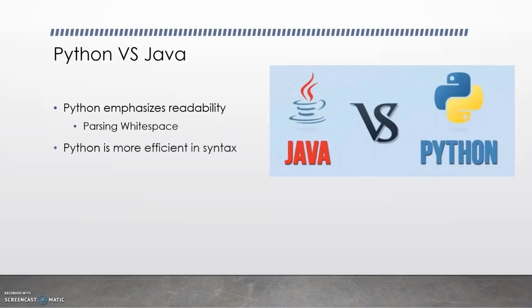Python is also much more efficient in syntax. In Java, you have to put semicolons at the end of literally everything. In Python, you just write a line and that's good.